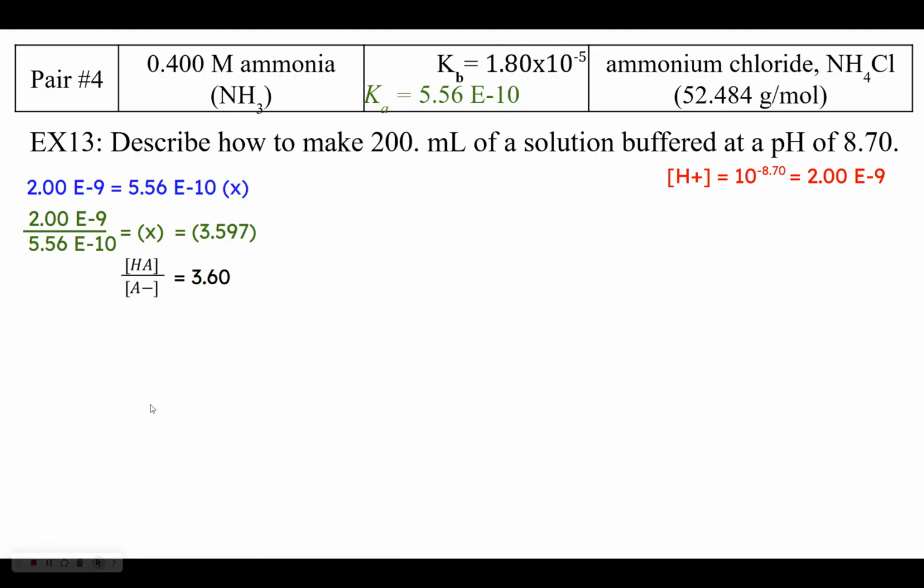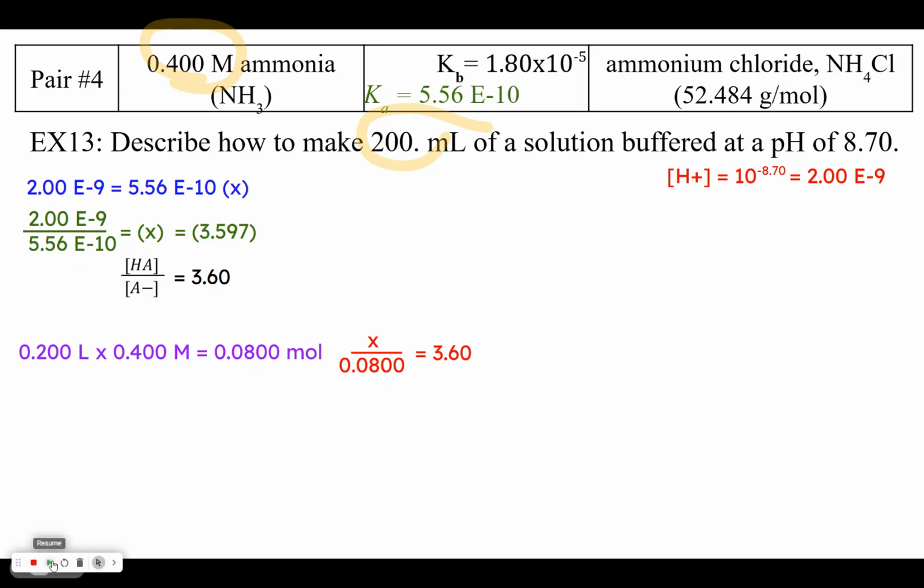So if my acid to conjugate ratio is 3.6, I can now use my volume, my 200 milliliters, as well as the 0.4 molar ammonia that I have access to, and multiply those together in order to find the number of moles that I am going to have of my weak acid, actually my weak base here. And then I'm solving for my conjugate. Because this is a weak base here, we need to make sure we're still plugging this in for the base component, not just in the HA, because we always plug it in for HA. This is a weak base, so it's the basic component, and our conjugate is the conjugate acid. So that is what we're solving for here.